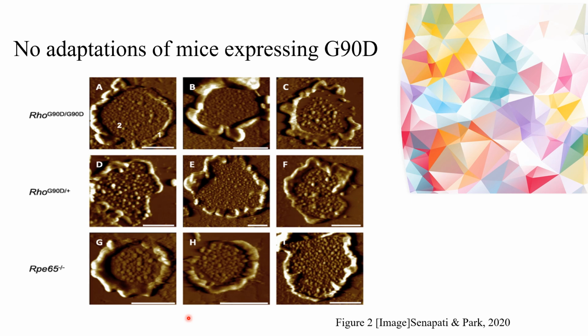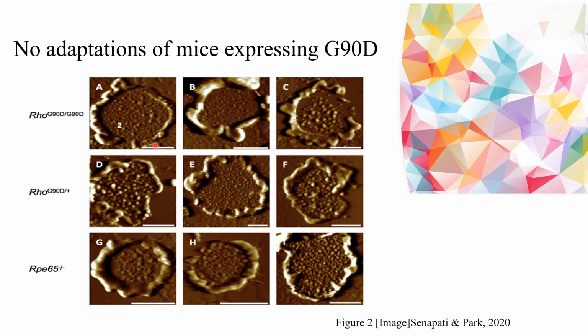ROS disc membranes were prepared for Rho G90D mice. These mice were housed under normal cyclic light conditions. The ROS disc membranes were imaged by AFM. AFM is atomic force microscopy. And here you can see that they exhibit a characteristic rim and lamellar region containing nanodomains of oligomeric rhodopsin.